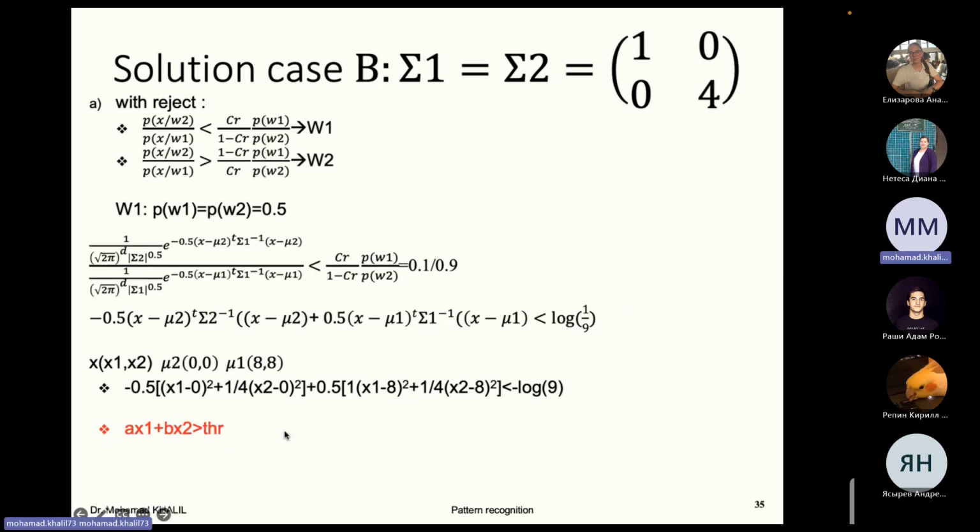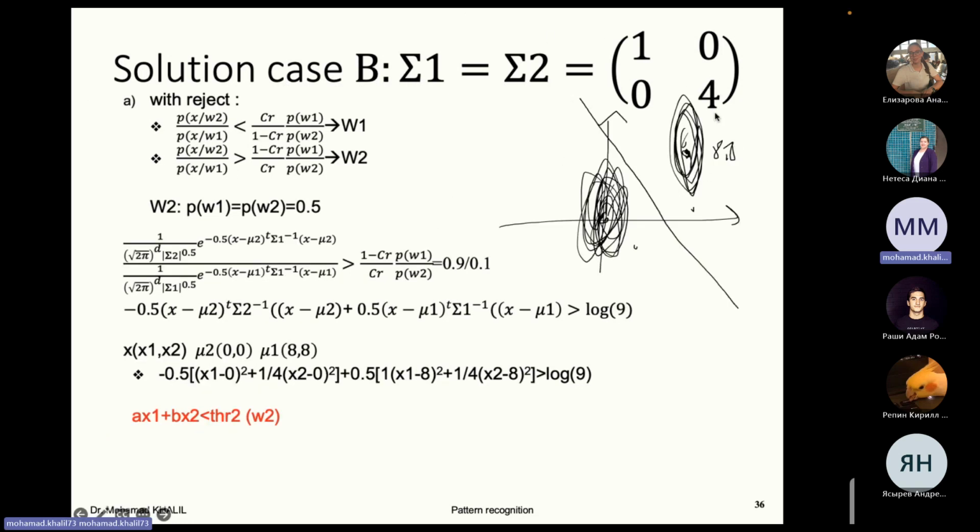And at the same time, now solution B, case B: sigma 1 equals sigma 2 equals 1 over 4. Okay? Not 1 over 4, 1. What does this mean? This means the value is 1 over 4 for class 2, the small one, and 1 for class 1. So it's something like that. So the interface will be linear.